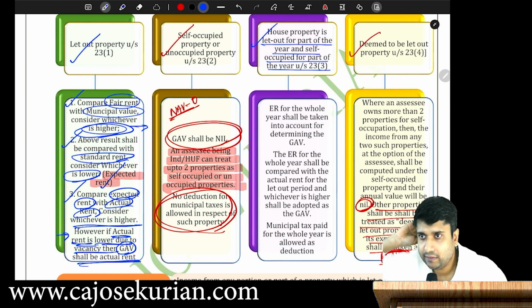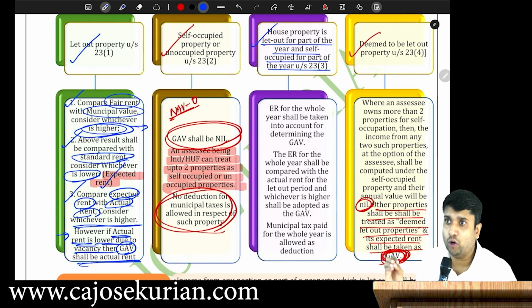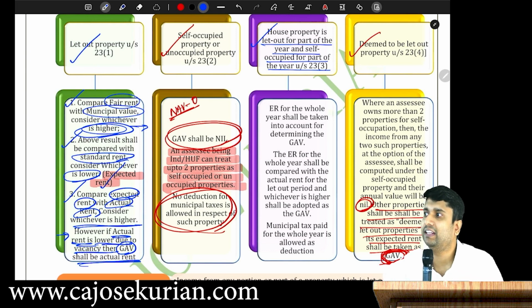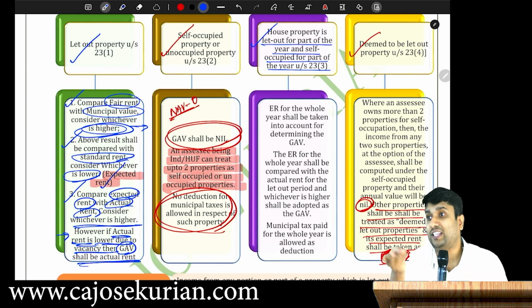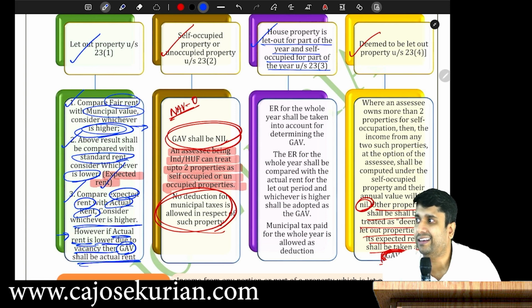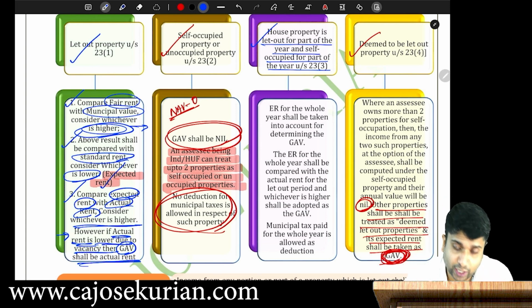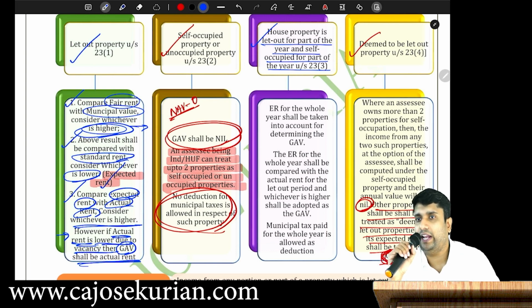Are you with me? I had a property and told my tenant to vacate. Soon after he vacated, I started living in that property. Or vice versa: I was living in a property, and in between the year I moved into another property and gave that property on rent. This is also possible. That is a separate property. And how do you value the gross annual value for that property?